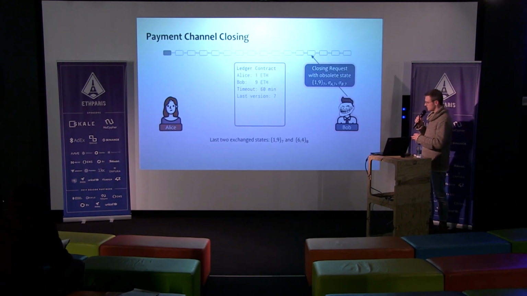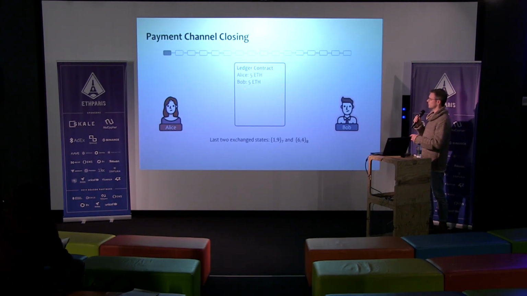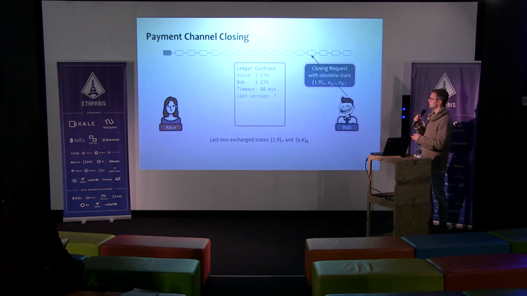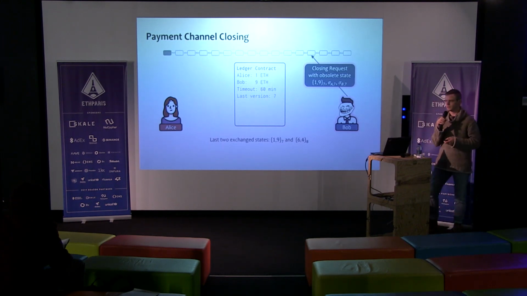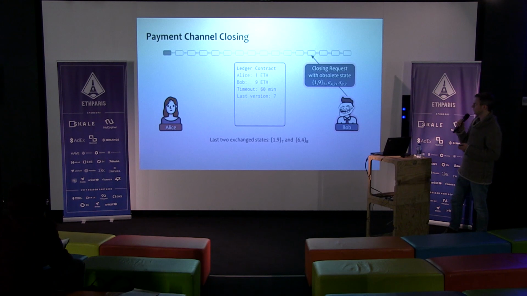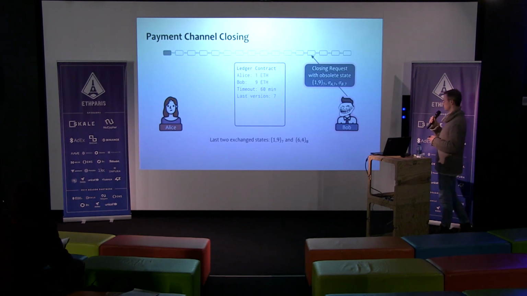And when he sends that, look at this point, the ledger only knows 5 Ether. That was the initial balance, right? So now the ledger knows Alice has 1 Ether, Bob 9. So that's the state that he submitted. And now Alice has a timeout. That's very important for having always a timeout period in which the other party can react if the wrong state was submitted.